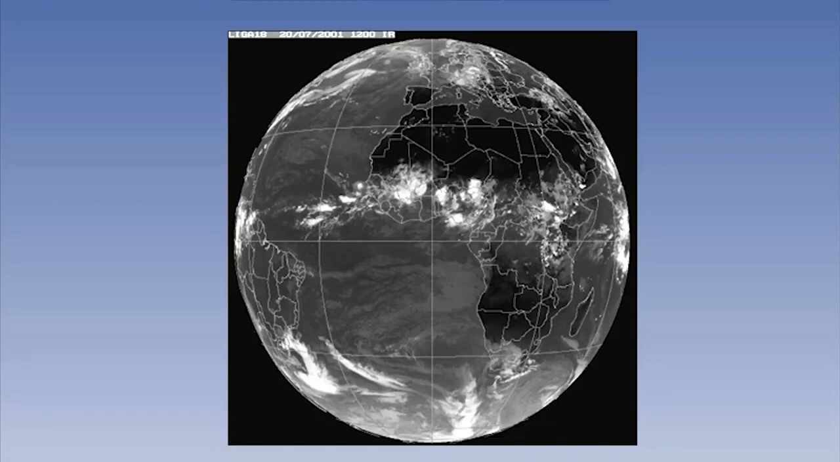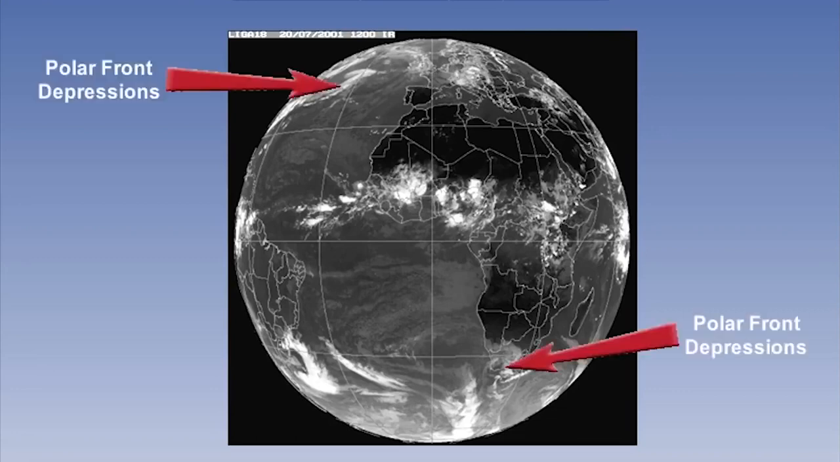The main type of low-pressure system or depression that affects the weather in temperate mid-latitudes are those that form in association with fronts. These are called frontal depressions. However, there are several other types of lows or depressions that we shall consider throughout this lesson.